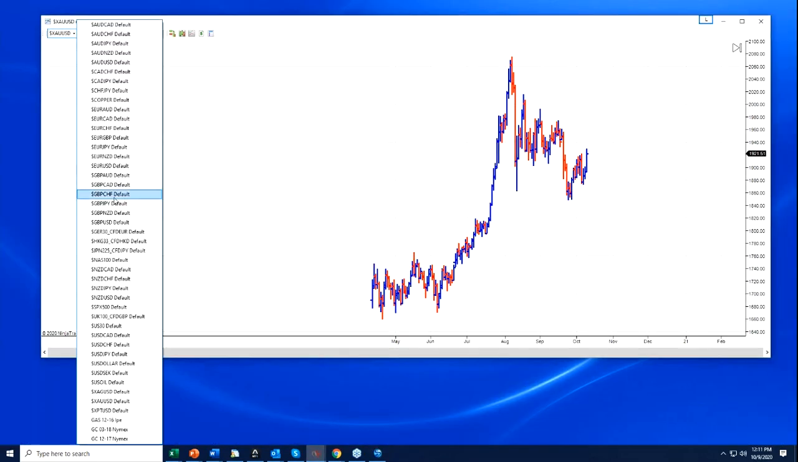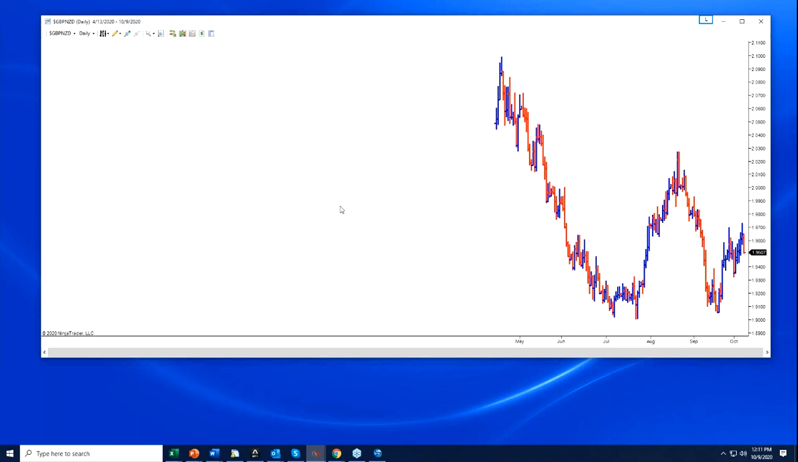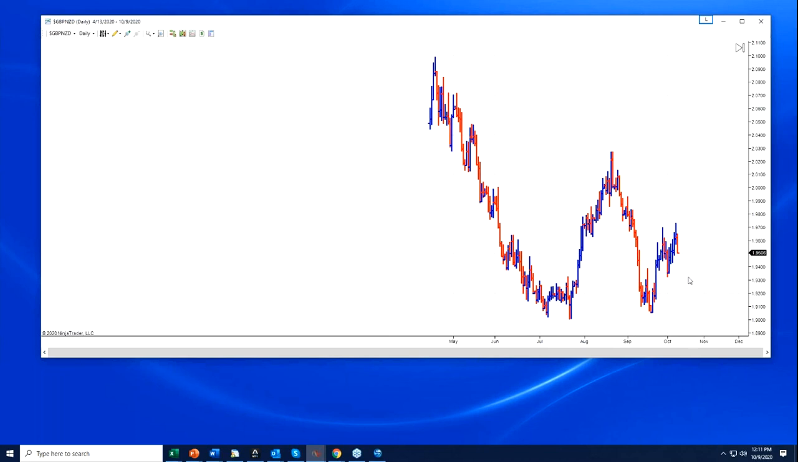Pound New Zealand, I've got it lowered 194.69 or 70.67. I would just get out of this trade. It's just starting to look ugly.